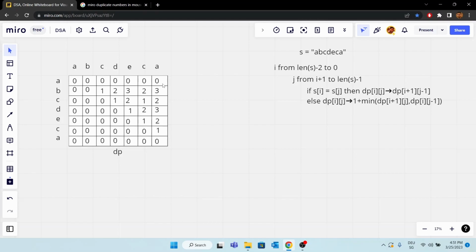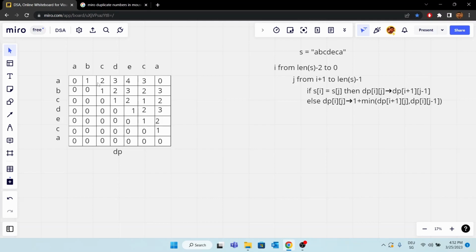Now the last loop for I, the value of I is now 0, and the value of J starts from 1 to 6. In this cell we can see it will be 1, in this cell it will be 2, in this cell it will be 3, in this cell 4, in this cell 3, because the minimum between these two is this cell 2, and plus 1 is 3. Now at the very last cell, at the very last iteration, this particular cell will give us the answer. By the answer we mean the minimum cost to make this string a palindrome.